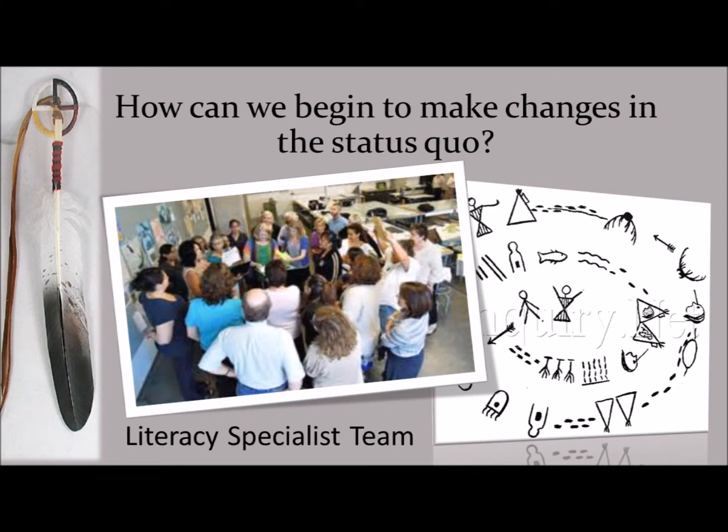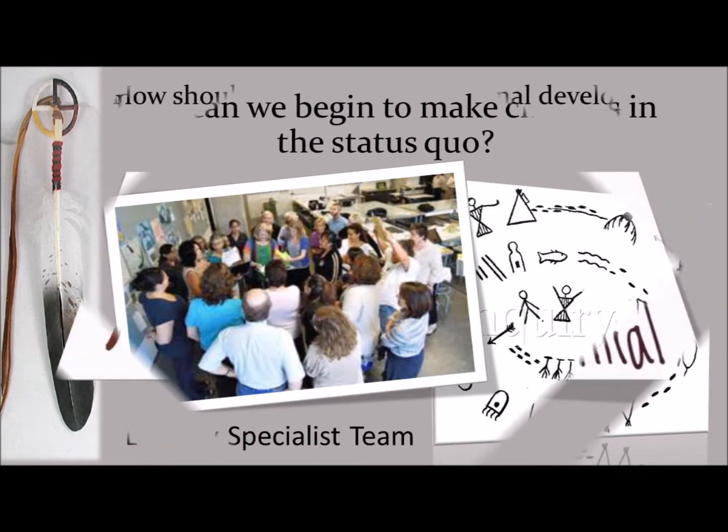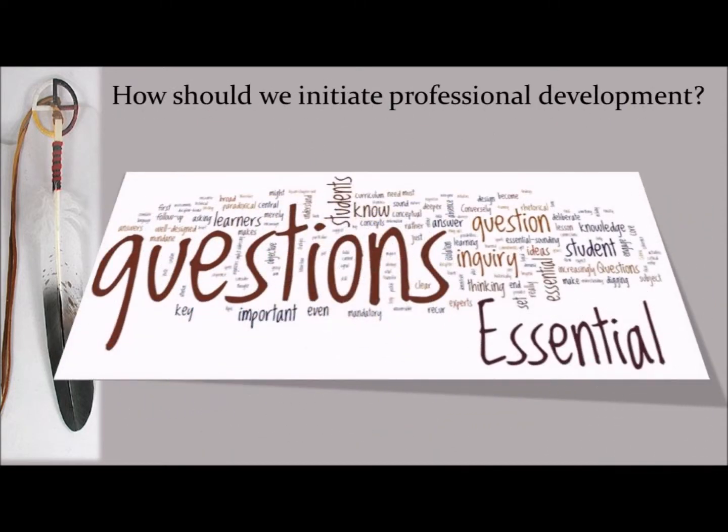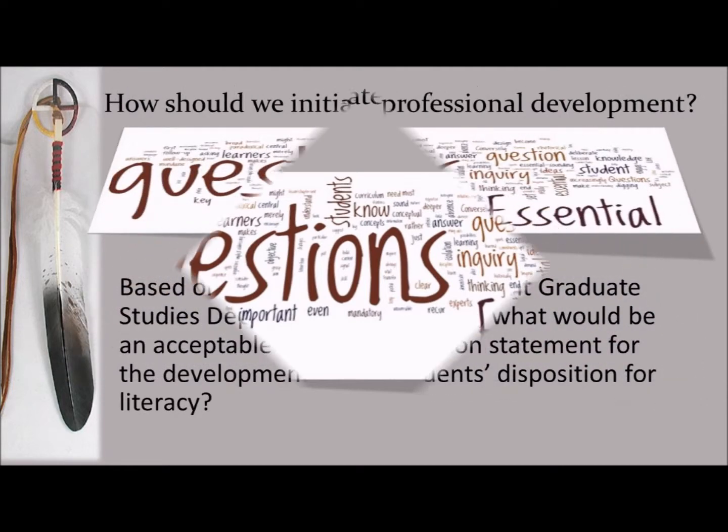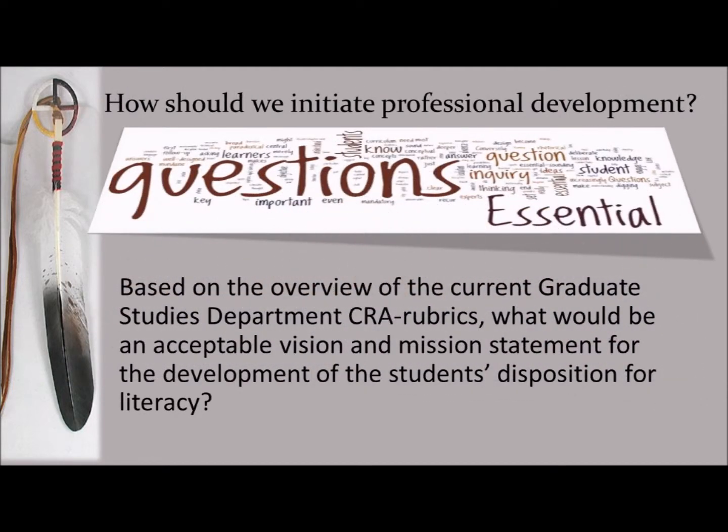Upon reviewing the data of how the criterion reference assessment rubrics misalign, the following goal-oriented essential questions will drive professional development for the faculty and staff of the Graduate Studies Department, and also confirm their commitment to be part of the literacy specialist team. Based on the overview of the current Graduate Studies Department criterion reference assessment rubrics, what would be an acceptable vision and mission statement for the development of the student disposition for literacy?